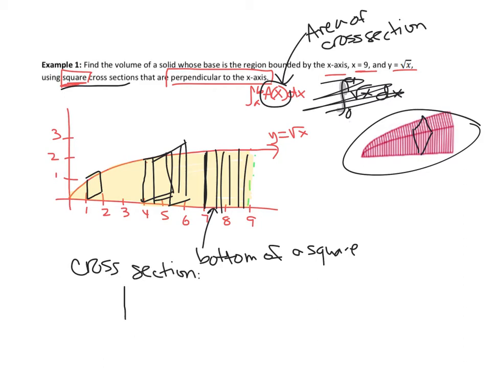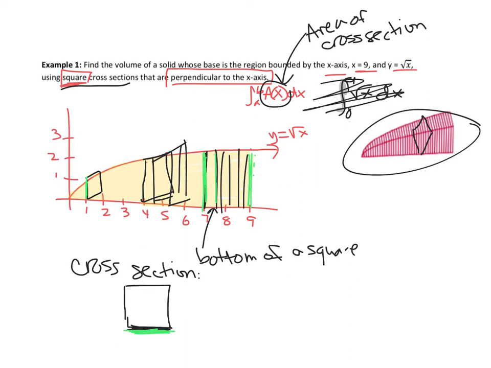And the cross section is a square. We already established that. The base of this square, I'm going to color code it a little bit. This base right here is equivalent to a base right here. So each of these bases there. The length of this square is actually going to vary. Over here, that side length is going to be really small, but you can see here at 9, it's going to be a little bit bigger.